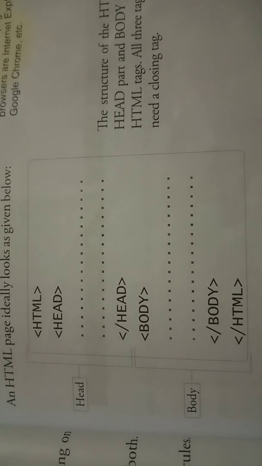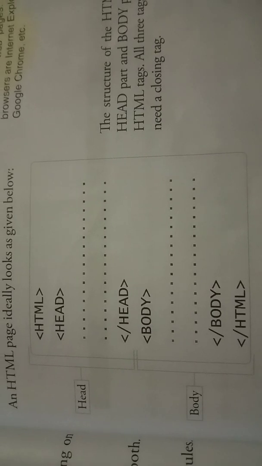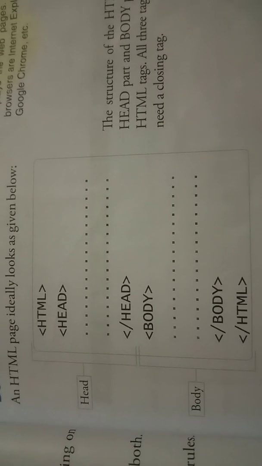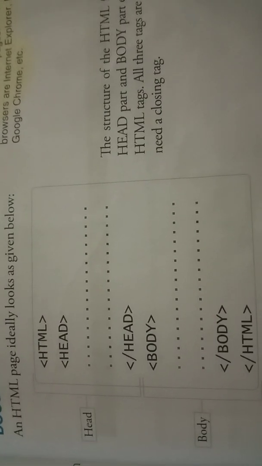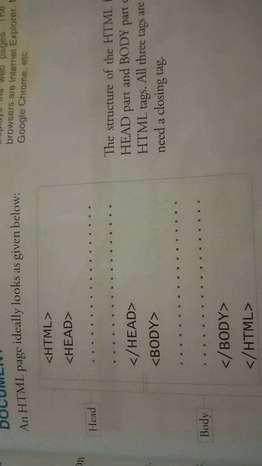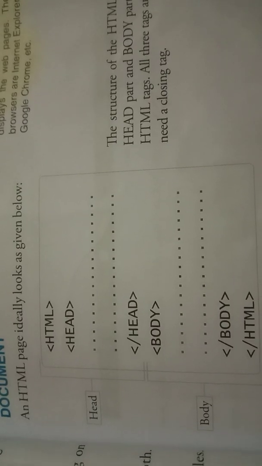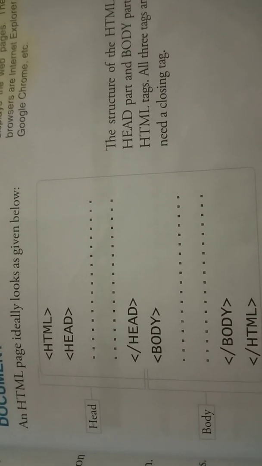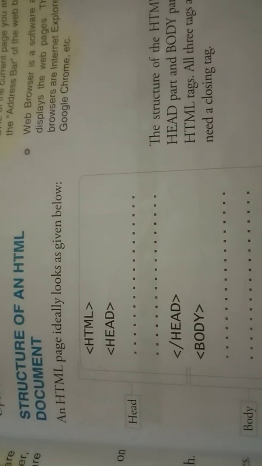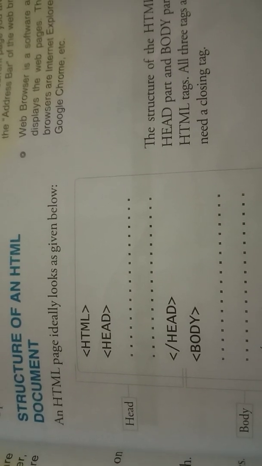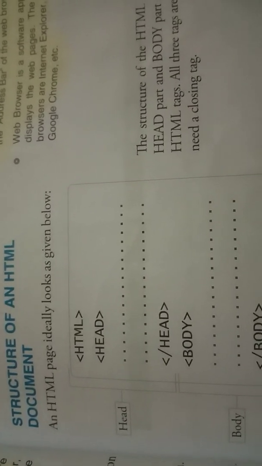The empty tag doesn't have a closing tag. Only one tag is there. The name of that tag is the BR tag. The full form of BR tag is breaking row. Breaking row means we are going to break the line. Whatever lines are going to be written, it breaks the lines. So the BR tag doesn't have a closing tag. Then moving forward to the next question.